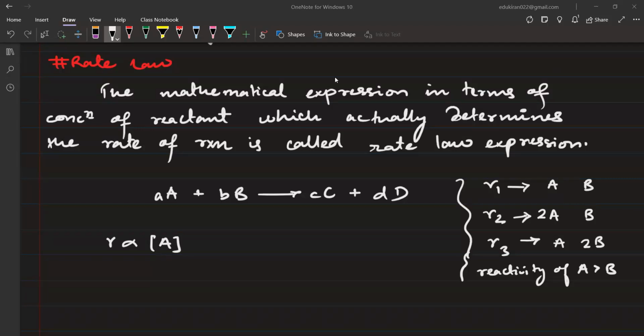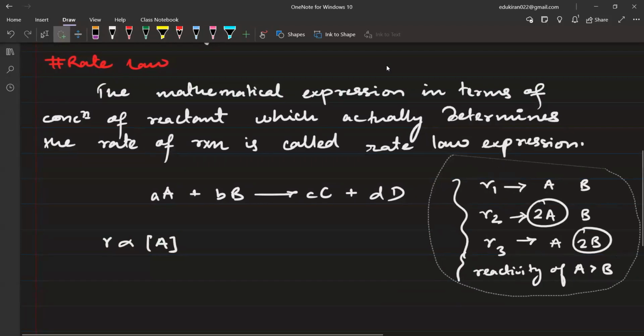A is more reactive than B. Then what do you think? Where is the profit? Where will the rate increase more, when I increase the amount of A or the amount of B? Tell me, guys. Amount of A, sir. So obviously, even though we have doubled the amount of A in R2 and doubled the amount of B in R3, both of them are not going to have a similar effect on the rate of reaction.